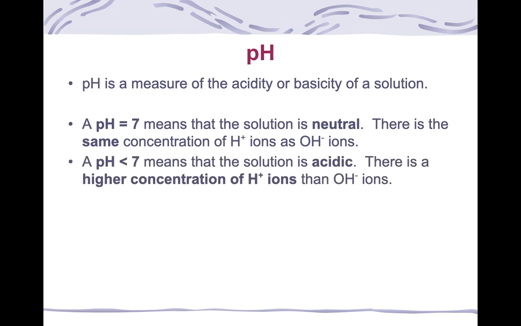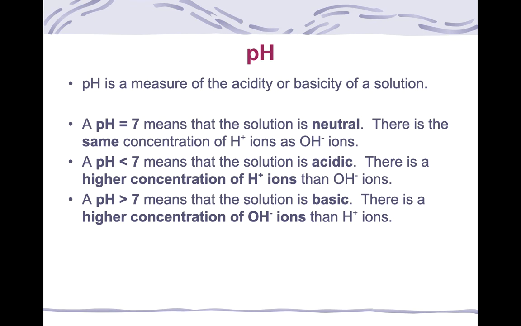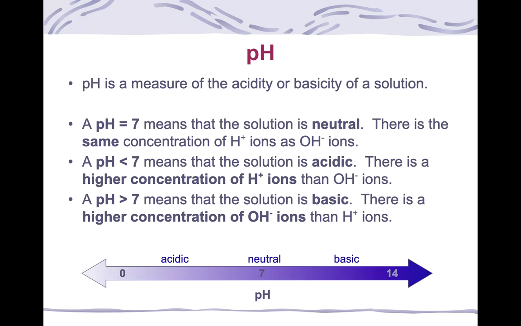When the pH is less than 7, it means that the solution is acidic. There are more hydrogen ions than there are hydroxide ions. And if the pH is greater than 7, it means the solution is basic, and there are more hydroxide ions than there are hydrogen ions.